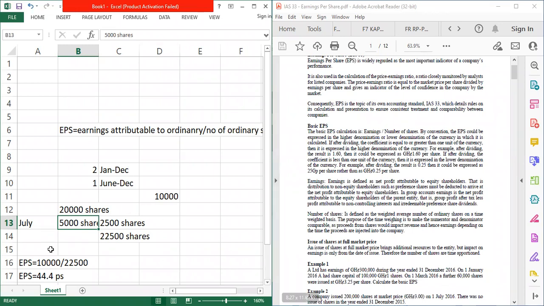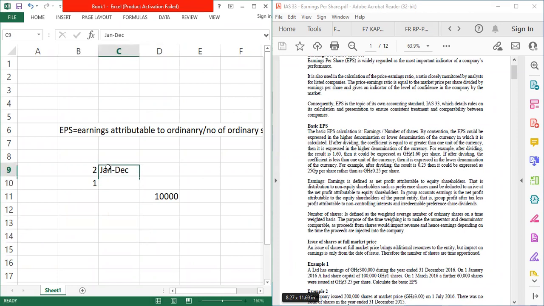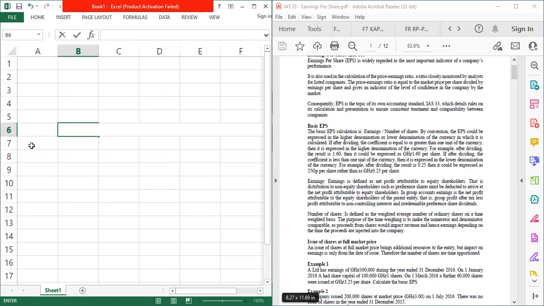Let's look at example 1. Who is reading for us? A Limited has an earnings of 300,000 during the year ended 31st December 2016. On January 1, 2016, A had a share capital of 100,000 Ghana cedi shares. On March 1st, 2016, a further 60,000 shares were issued at 3 cedis 25 pesewas per share. Calculate the basic earnings per share.